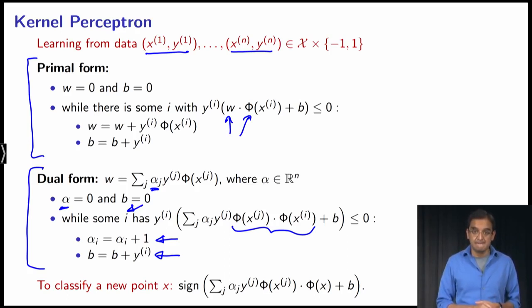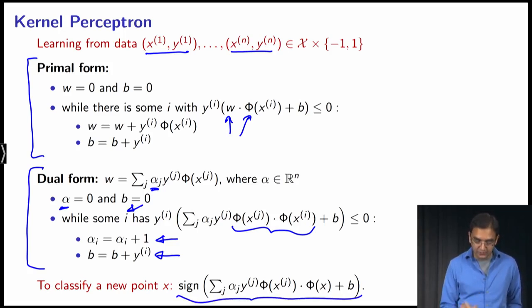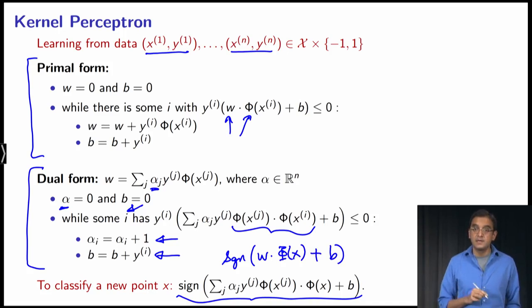Now, to classify a new test point, we again use the dual form of w, and we use this rule. So this is equivalent to doing the sign of w dot phi of x plus b, a linear classifier in the high-dimensional space of phi of x.